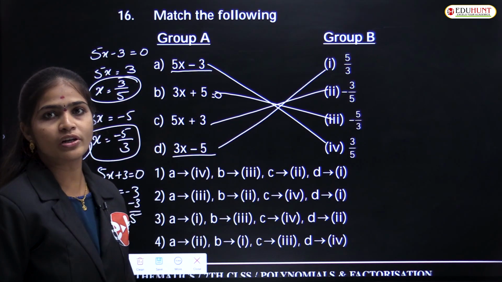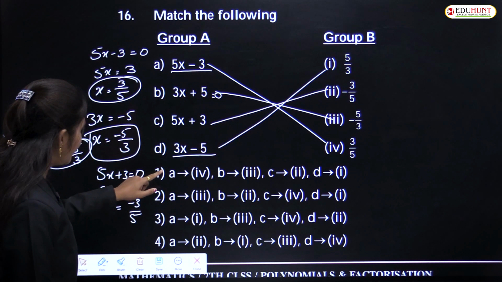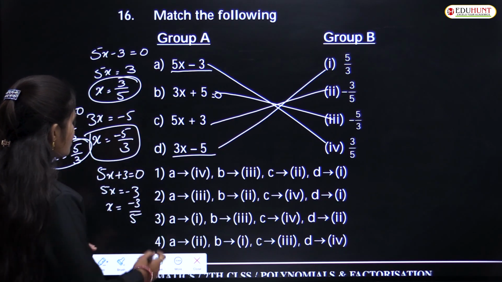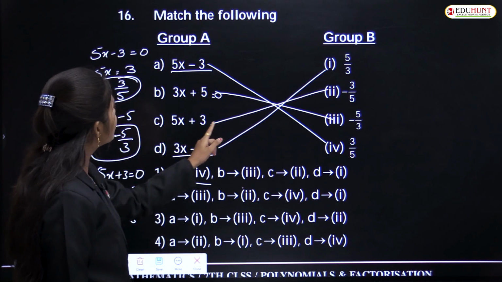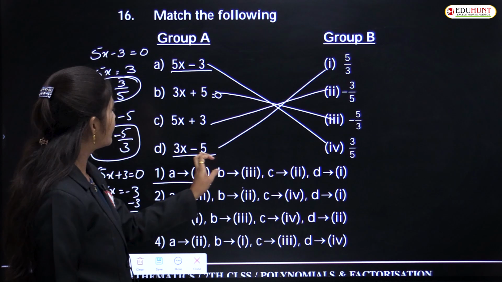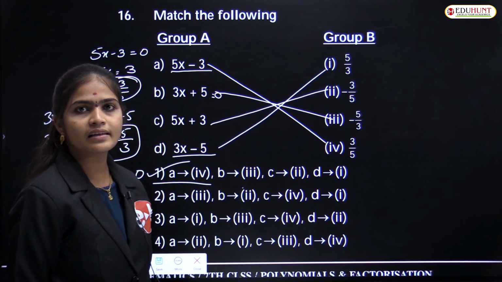Now here, zeros of a polynomial. A is 4, which is the first option only. B is 3. C is 2. Next, D is 1. So option 1 is correct. Okay, is it clear to you?